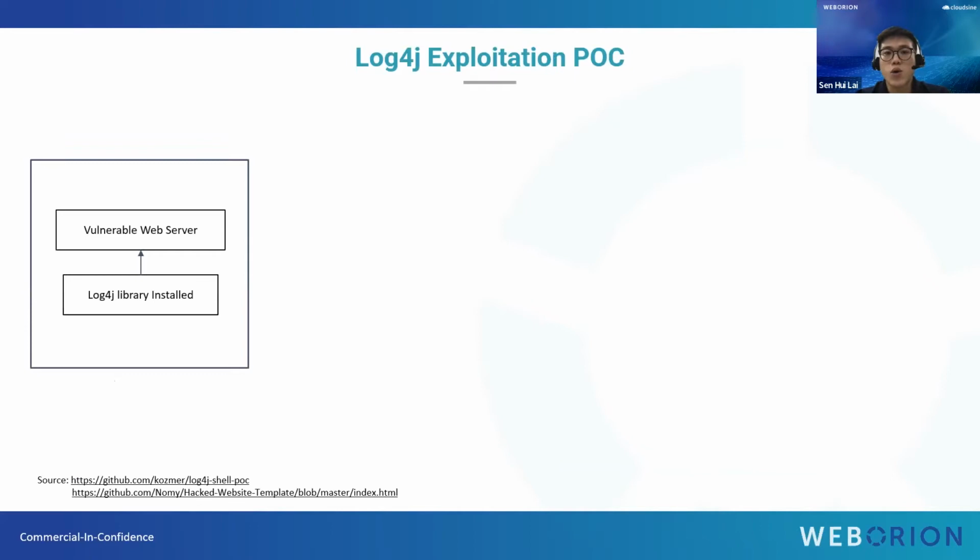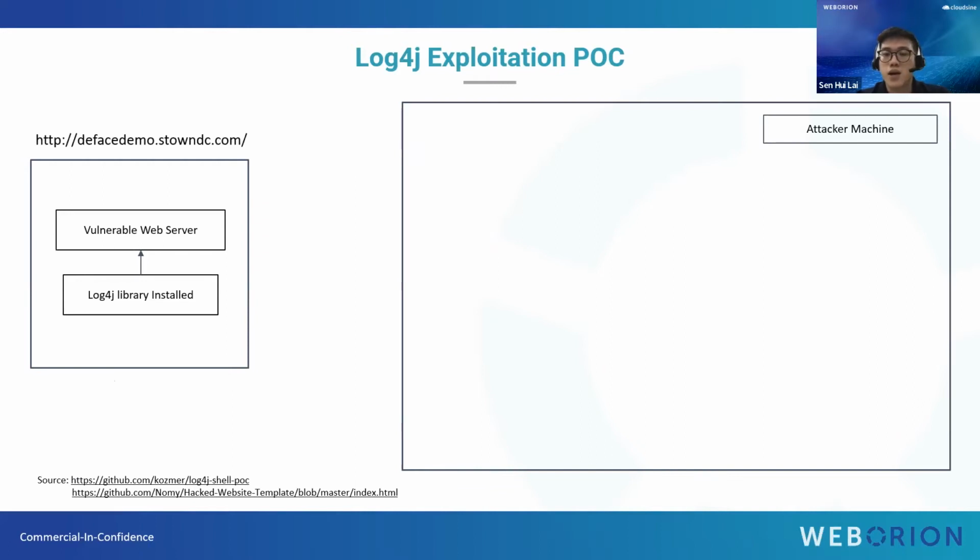Next, I will show you the exploitation POC. As you can see, on the left is a vulnerable web server with the Log4j library installed. Next, this is a public domain, deface demo.s1dc.com. And on our right is the attacker machine. Next, we have a Netcat Listener. The attacker launches a Netcat Listener to listen for incoming connections, because they want the victim machine to connect to the attacker machine.